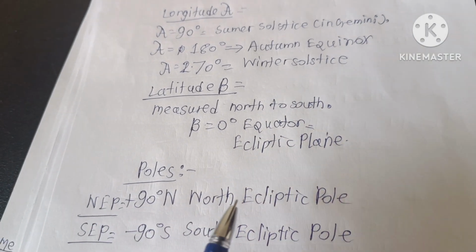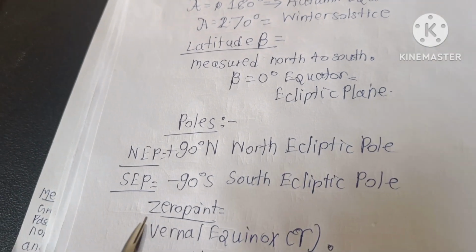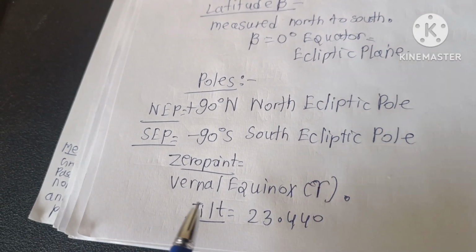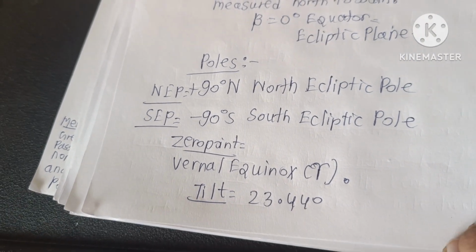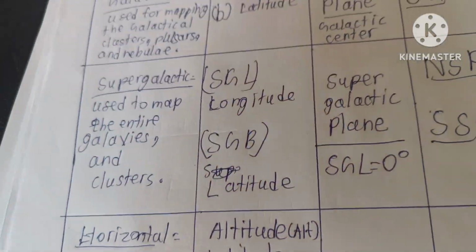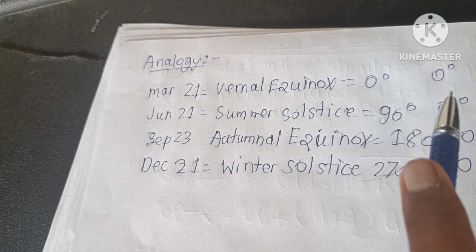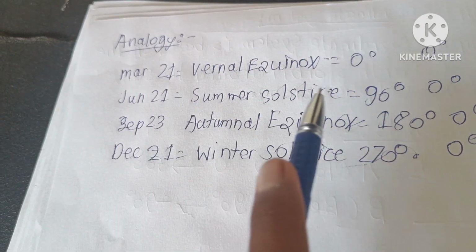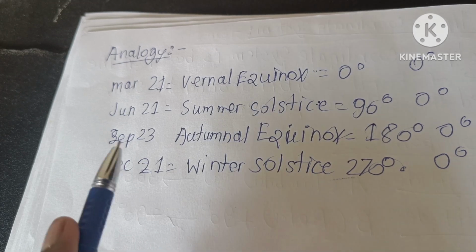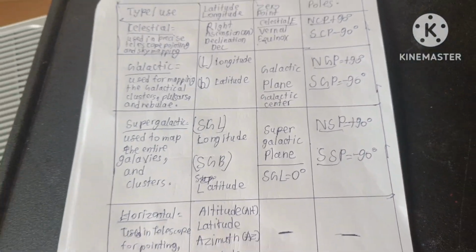Poles: NEP, the north ecliptic pole at plus 90 degrees, and SEP, the south ecliptic pole at minus 90 degrees. The zero point is the vernal equinox. The tilt is 23.44 degrees between the celestial coordinate system and the ecliptic coordinate system. By analogy: March 21st, vernal equinox, 0 degrees longitude; June 21st, summer solstice, 90 degrees; September 23rd, autumn equinox, 180 degrees; December 21st, winter solstice, 270 degrees. You can refer to this as your reference.